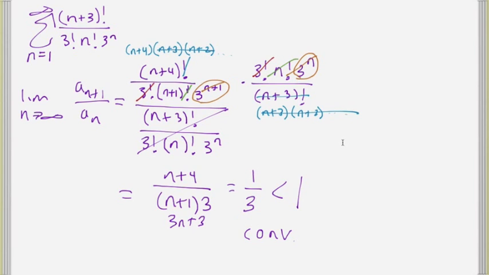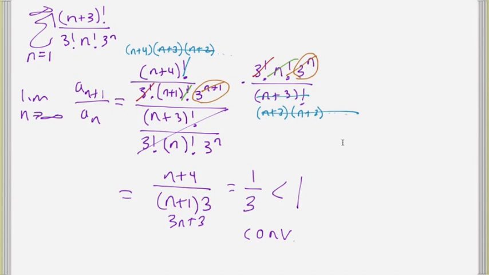Could we figure out what the radius of convergence is? Not on this question because there's no x's. You only have a radius of convergence if there's an x in the problem. So with no x's in this one, it's just converge or diverge, not conditional on a radius.